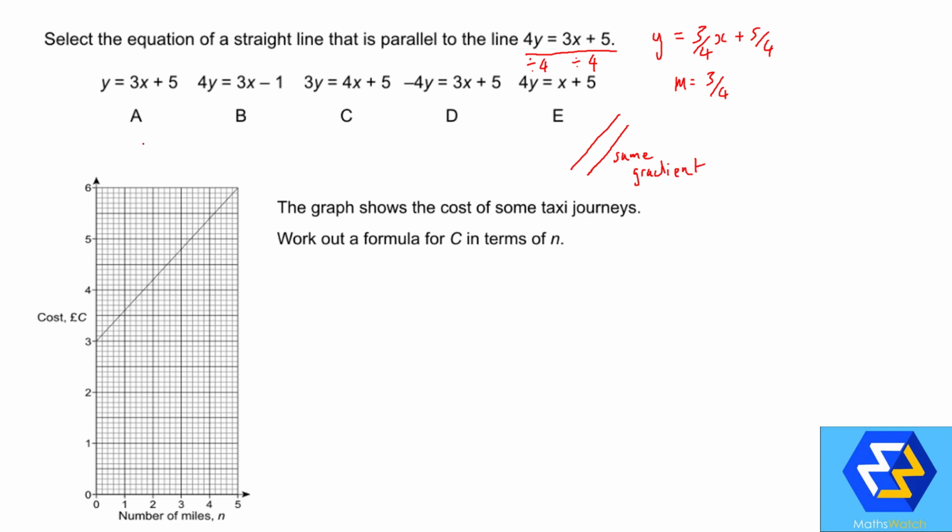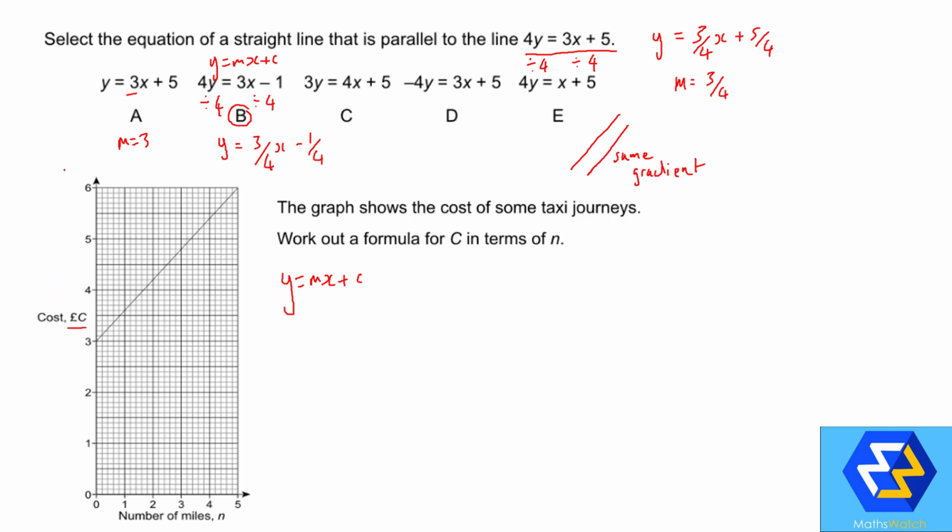Now I'm not going to go through each question, but you can see this gradient here is 3. That's not the same as 3 over 4. But can you see this is not in the form of y equals mx plus c. But if we divide both sides by 4, you'll get y equals 3 over 4x minus 1 over 4. So that answer must be B. Now girls, you do have the skills to do these questions. It's just that it's in a different format.